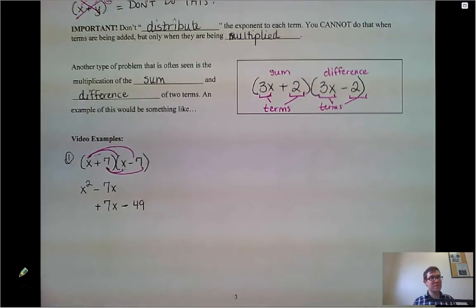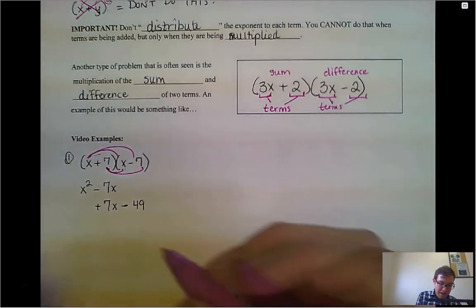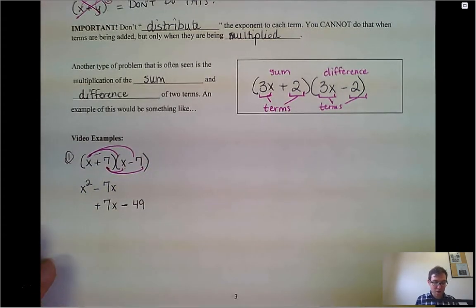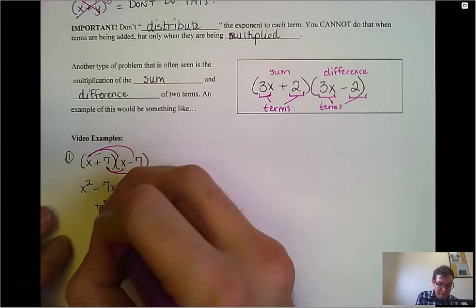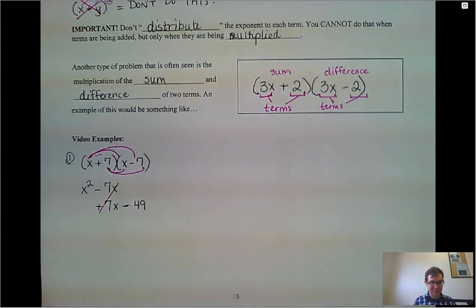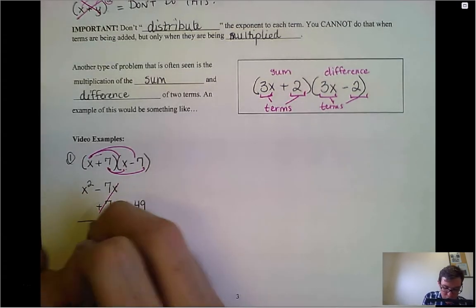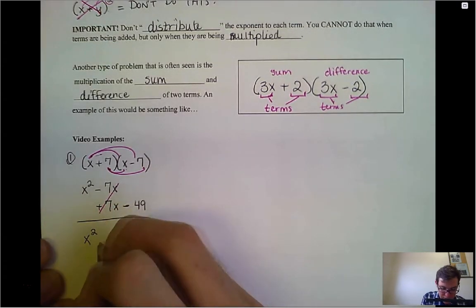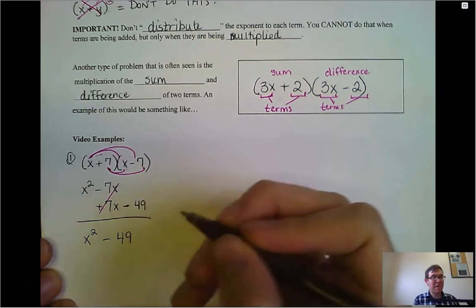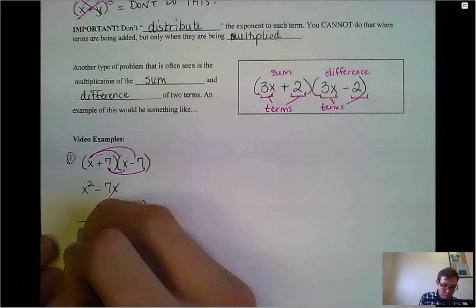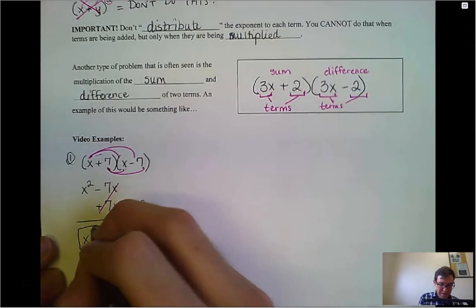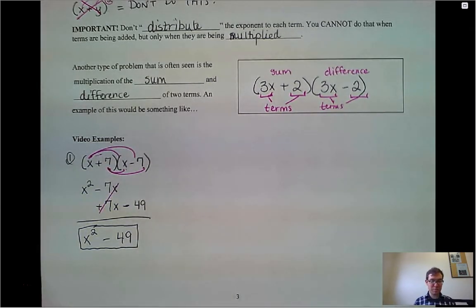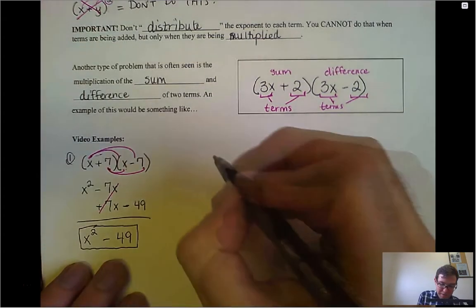Okay, so now we just need to combine our like terms. So negative 7x plus 7x, well, in this case, the terms are actually going to cancel out because they're opposites. Negative 7 plus 7 is just 0. So those are opposites. They cancel out. All you're left with is x squared and minus 49. So whenever you multiply the sum and difference like that, you're going to get those middle terms canceling out. Okay, another example of this.